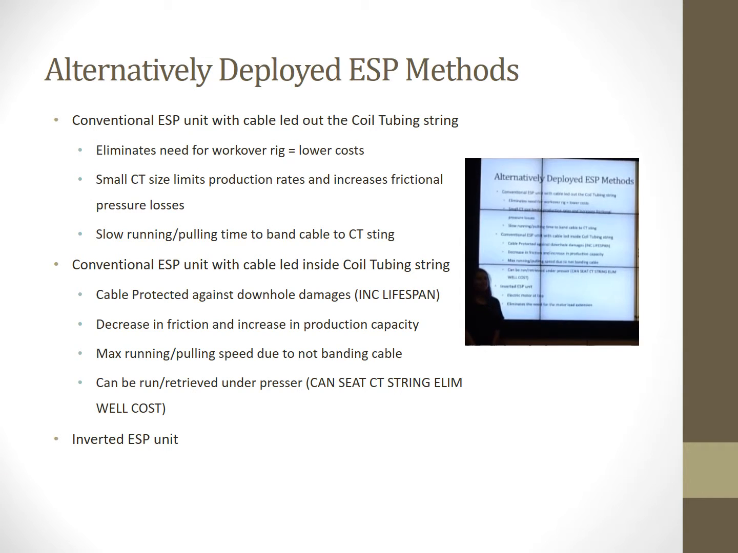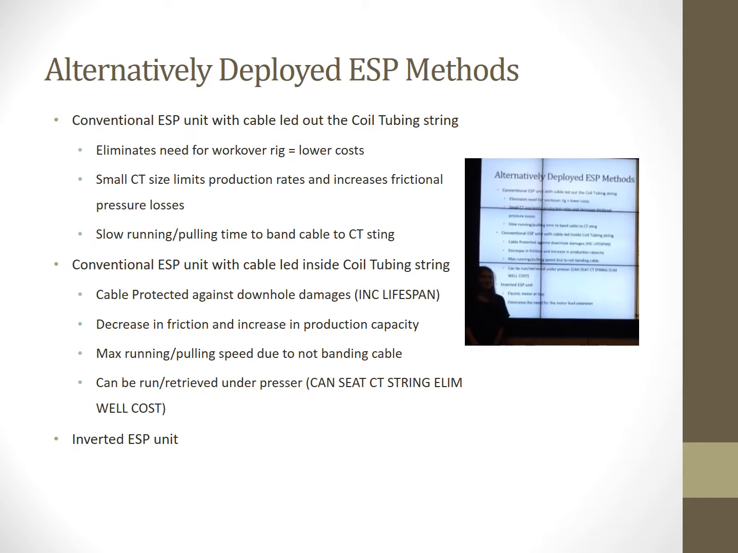Alternatively deployed ESP methods were created to run an ESP without a rig in order to save on cost. There's 2 different methods with the coil tubing. The first is led with the cable outside of the tubing string. And the other one has the cable run inside of the tubing string, which protects it and increases its lifespan. In addition to these 2, there is an inverted, which has the electric motor at the top. And you can also have the cable run inside or outside.